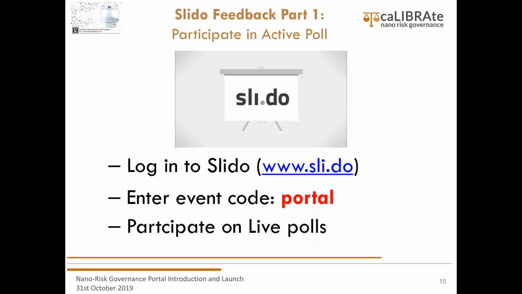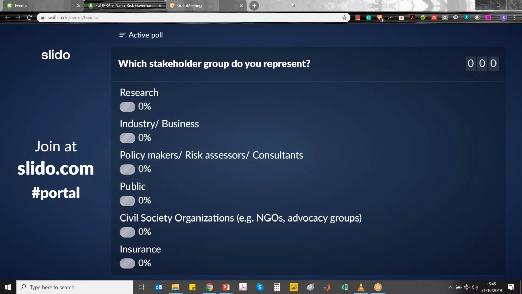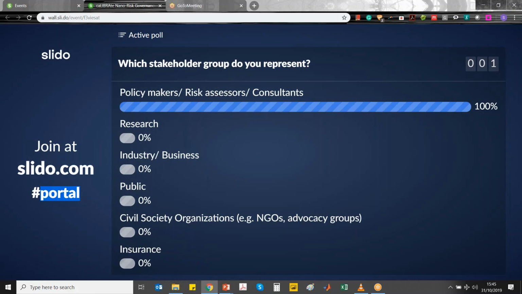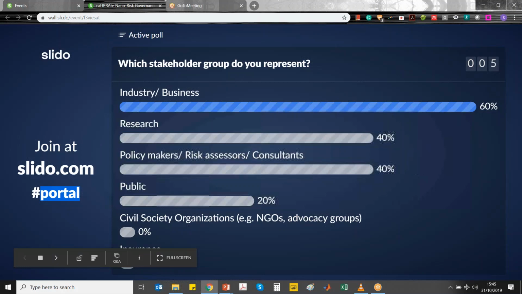So if you all can go to Slido and you would see a question right up on your screen. So please feel free to go to Slido, sli.do, and enter the code portal. Our first question is, which stakeholder group do you represent? So that would be an easy question to understand what's the breakup of our audience here.